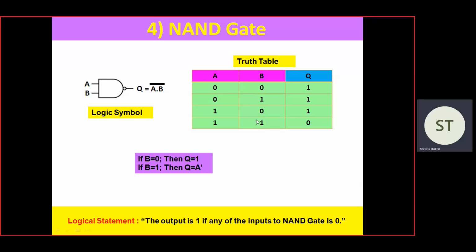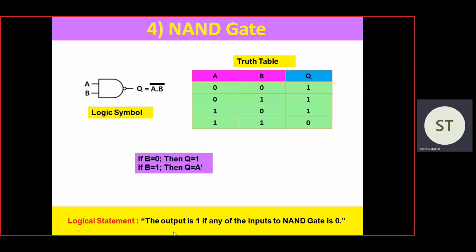And if we put B constant as 1, then we get A complement here, that is 0 to 1 and 1 to 0. So if B is equal to 0, then Q is equal to 1, and if B is equal to 1, then Q is equal to A complement.